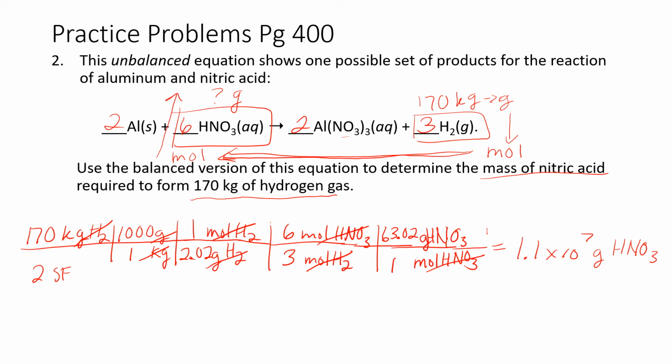So if we react, or we make 170 kilograms of hydrogen gas, if we form that, we would need to react 1.1 times 10 to the 7th grams of nitric acid. So that is, let's see, 10 to the 7th would be 1,000 million, 1, 2, 3, 1, 2, 3. So about 10 million grams of nitric acid. That's a lot, or 11 million. It's a crazy amount. So that's what we would need to do for that.